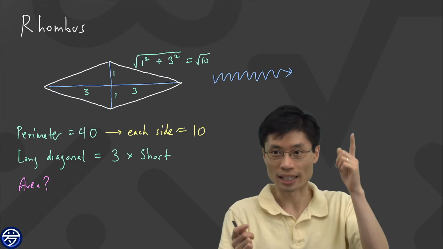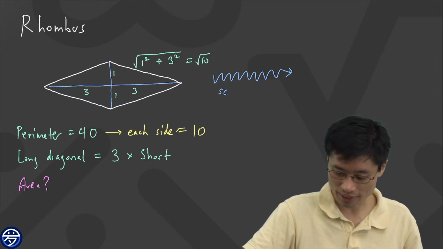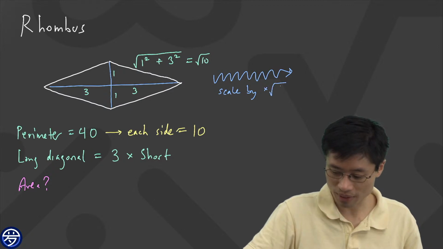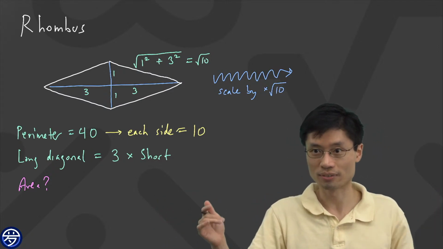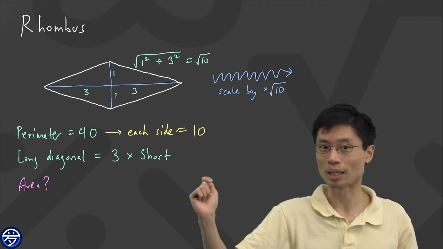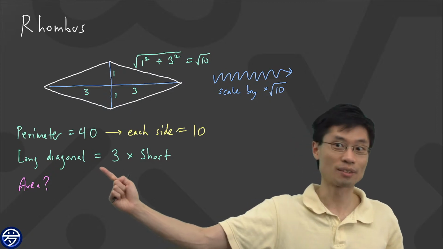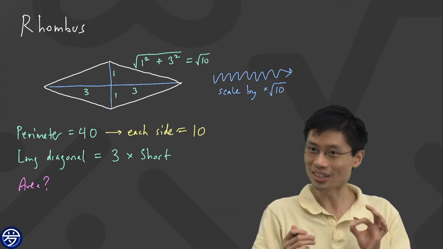You can multiply things by the same amount in every dimension, but you can't really square something. Instead, exactly what Winter Rain said, you scale it by multiplying by the square root of 10. If I scale it by multiplying every length by the square root of 10, then I will get a legit rhombus which has the right perimeter properties, and also the right long and short diagonal properties. Okay? So now here's how I'm going to do it.